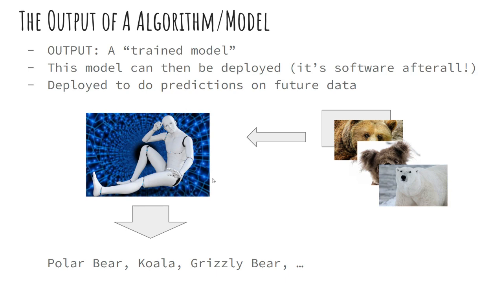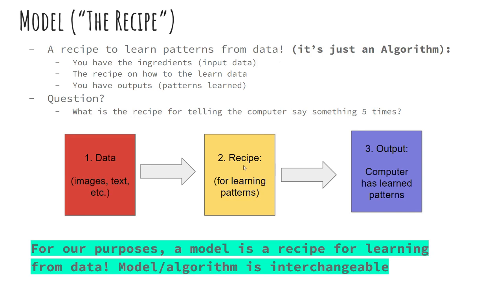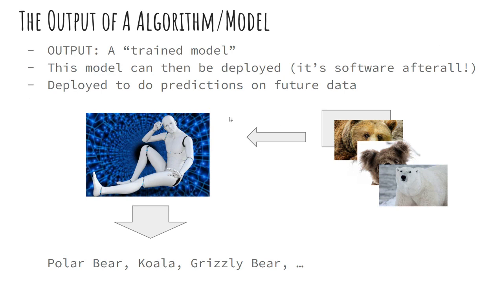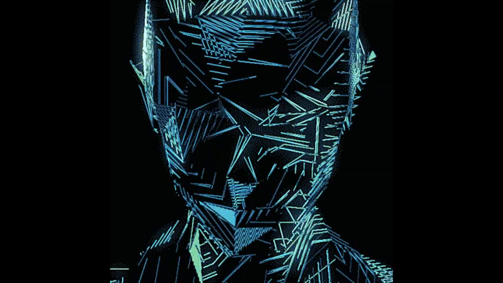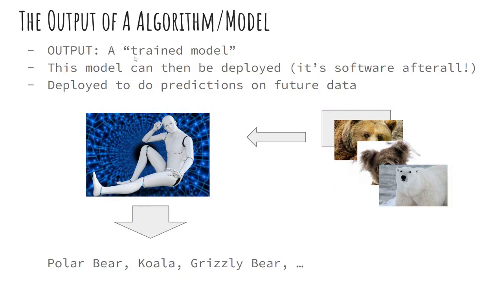So then, guys, we're actually at the last slide for this video. Now look at this, right? We went through, we had our data, we had our recipe for learning patterns. 3 is the output, right? On the blue here, you have the computer has learned patterns, which is awesome. So now what does that output state look like? Essentially you have the output of your recipe, your algorithm, your model. It's a trained model. The computer has learned the patterns, right?